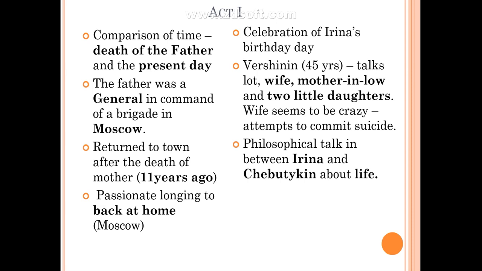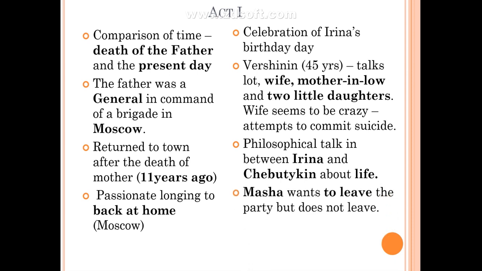And this Chebutykin has a love affair with the mother of these three sisters. He is unmarried, he loves her. Here, Irina and Chebutykin talk about life and the meaning in life. Irina says that there is no meaning in life, and Chebutykin very philosophically explains how life is meaningful. We have to look at the perspective towards a meaning, and we can find the meaning. Then Irina comes to the conclusion that though we are not happy in life, we should continuously work and keep ourselves busy, and then we'll be happy in life.